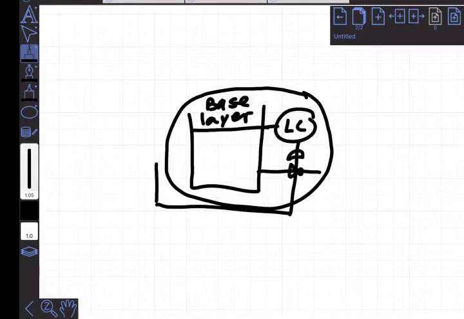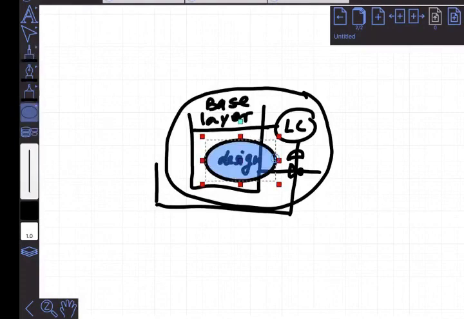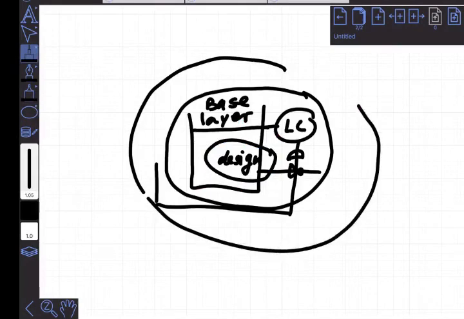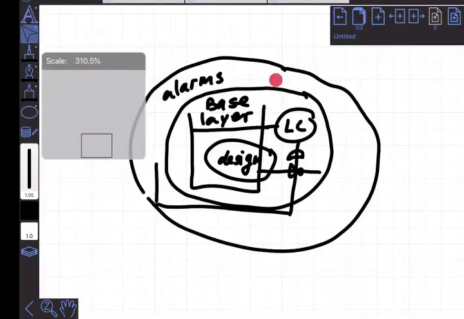And you'll see in the diagram in the book, there's what they call the design. There's design on the inside, that's design a safe process to begin with. Then we add base layer control to make sure that it stays safe. Then we add on another layer around that, we add things like alarms. And sometimes it depends on how you think about this, but it may be in this layer, or it may be in this layer or in this layer.